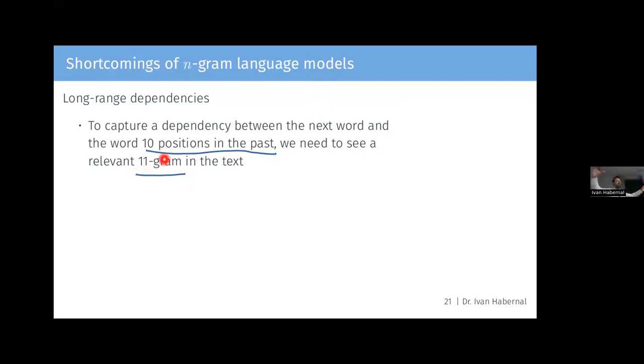So we need to see the exact sequence of 11 tokens, which you will rarely see. Why? Because it's just extreme. If you have a huge vocabulary of 50,000, you have 50,000 options at first, times 50,000 for the second word, times 50,000 for the third word, times 50,000 for the fifth word, and so on. So it's basically exploding. The space of possibilities is just endless. To see a particular 11-gram is almost impossible, super unlikely. So if you need to model this, we're screwed. So this is one thing.